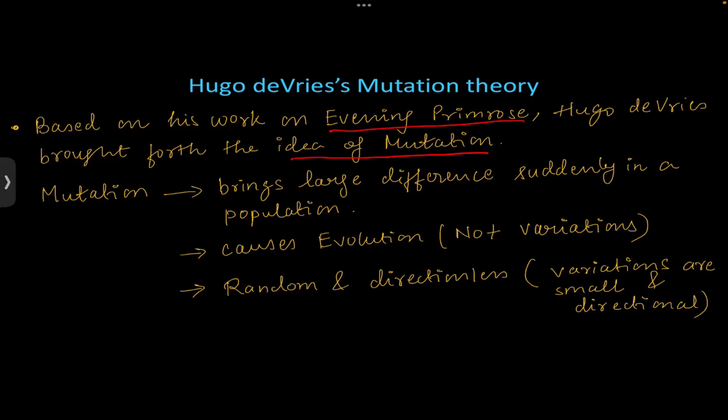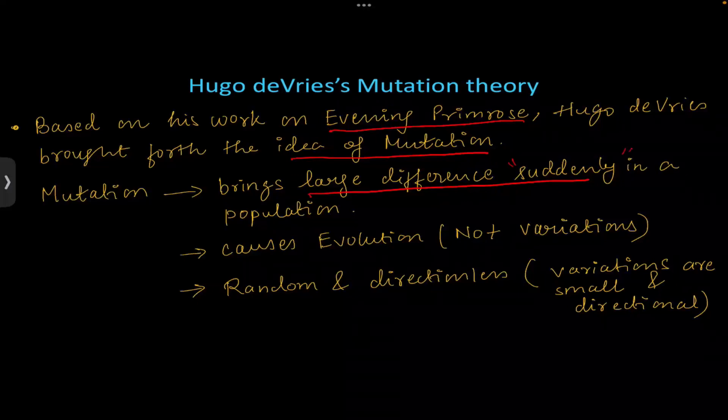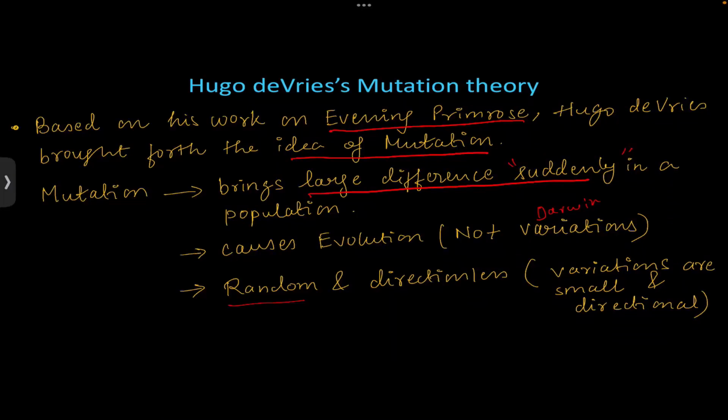He said that it is mutation that brings large differences suddenly in a given population, say, large differences in food habits or phenotypical characteristics. He also said it is mutation that causes evolution, not the variations which Darwin described. Mutation, according to him, is random, meaning it can happen at any point of time or to any individual within the population. And a mutation is directionless, meaning one type of mutation doesn't guarantee the occurrence of another type of mutation.